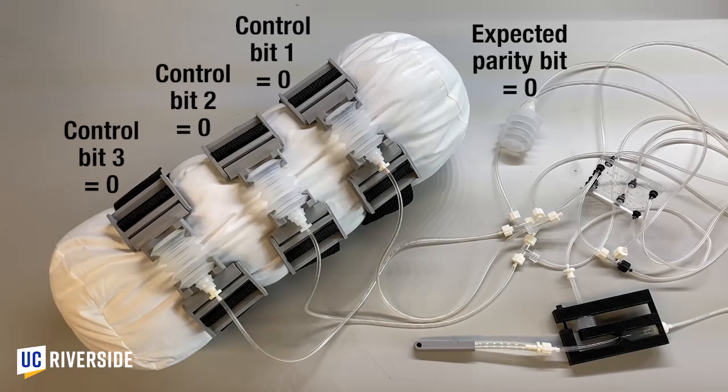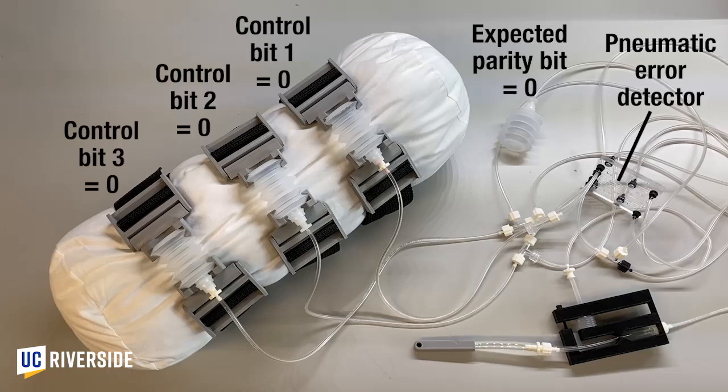The 3 pneumatic lines for the control bits and the 1 pneumatic line for the expected parity bit are also connected to our pneumatic error detector, shown here. This device uses monolithic membrane valves and pneumatic logic to calculate the parity bit from the values of the 3 control bits, and compares this calculated parity bit to the value of the expected parity bit. If the 2 parity bits match, then the pneumatic error detector outputs 0 or atmospheric pressure on its error output. However, if the 2 parity bits are different, then an error has been detected and the device outputs 1 or vacuum on its error output.